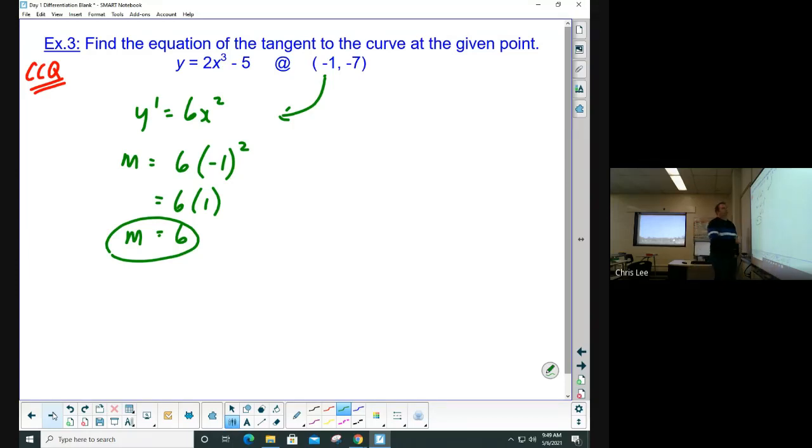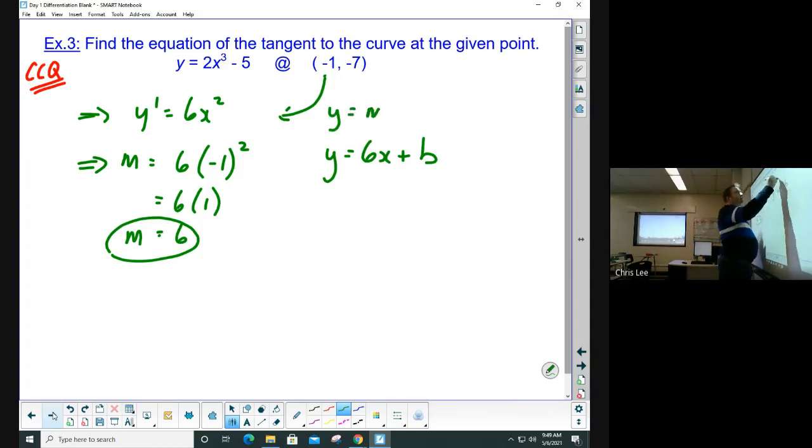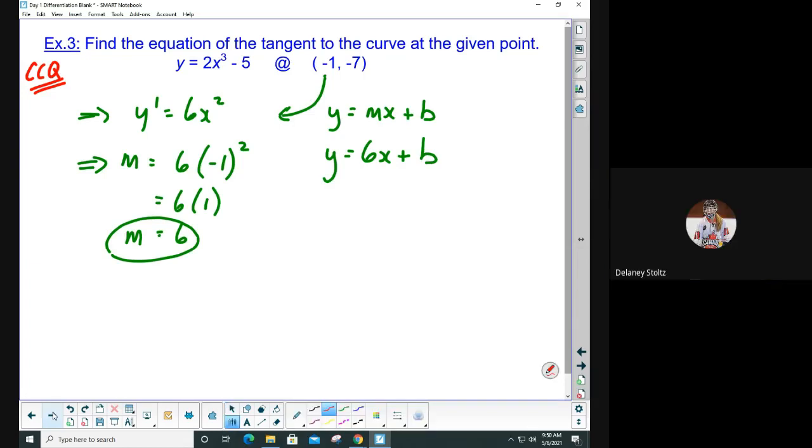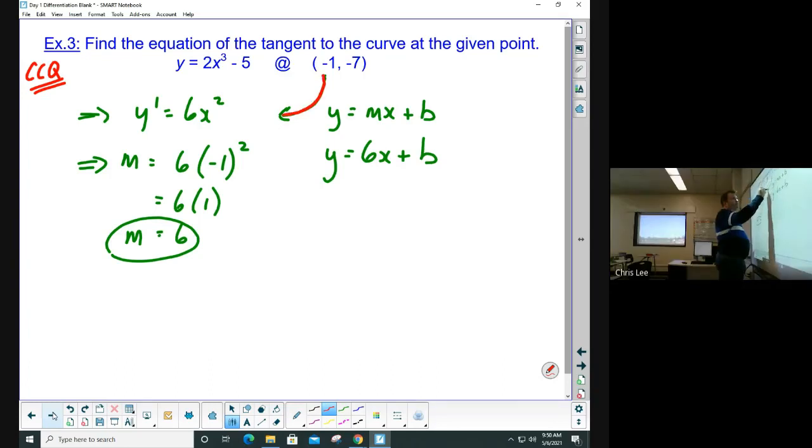You'll notice I've moved from the derivative notation, which describes all of the slopes, to the single slope that I've been asked for in this question. I know that the slope then is 6. So far, I have most of my equation for my line. Remember, equations of lines are written in y equals mx plus b, and I just figured out the slope. Does everyone remember back to grade 9 how I then found my y-intercept? Sub in the point. Yep, sub in the point.